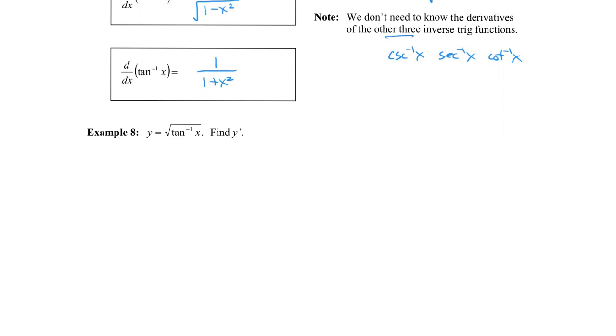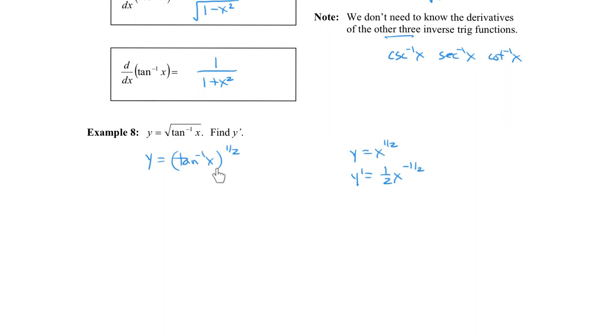square root of the inverse tangent of x, and find y prime. All right, so first I'm just going to rewrite this as arctangent of x raised to the 1/2, because then we have the power rule, right? Just like if somebody said we've got y equals x to the 1/2, you would say, okay, so y prime is 1/2 x to the minus 1/2. Something very similar will happen here. We use the power rule first. We get 1/2 this to the 1/2 minus 1, which is minus 1/2.